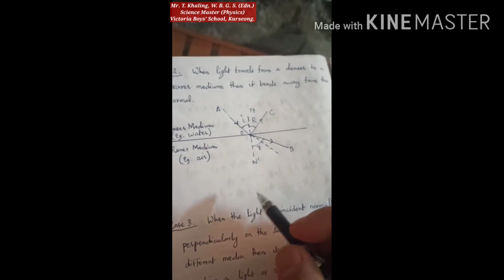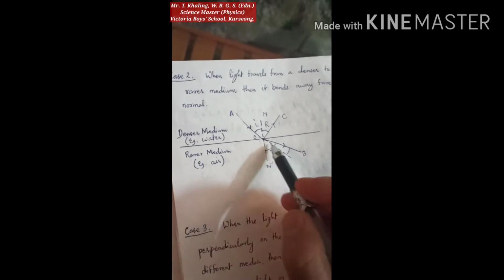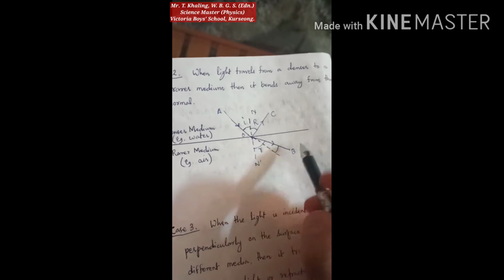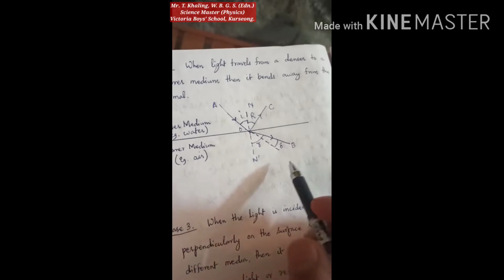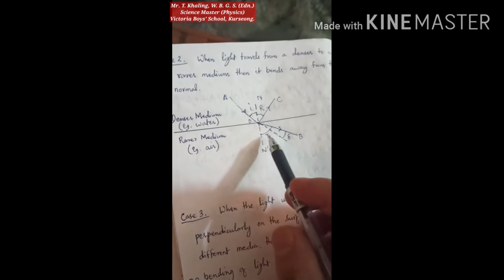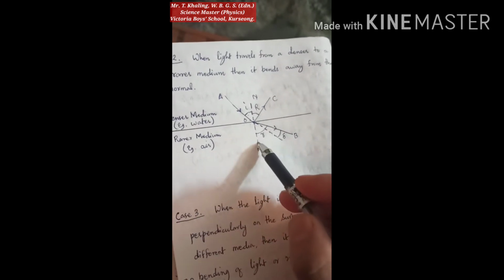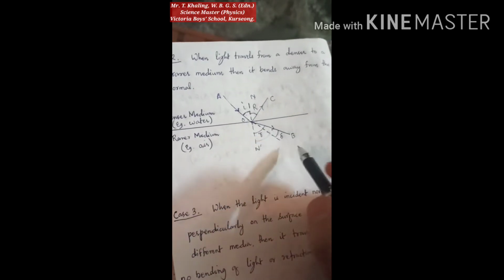Here also you have a partial amount of reflection, so light is partially reflected also. I'll name it OC like in the previous case, and this angle is denoted by capital R, which is the angle of reflection. Now the angle between the incident ray produced forward and the refracted ray is called angle delta. You can clearly see that in this case, angle I is smaller than angle R.